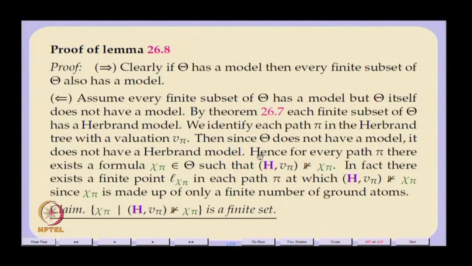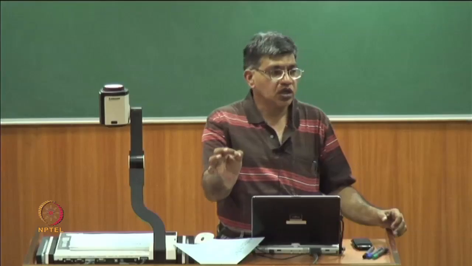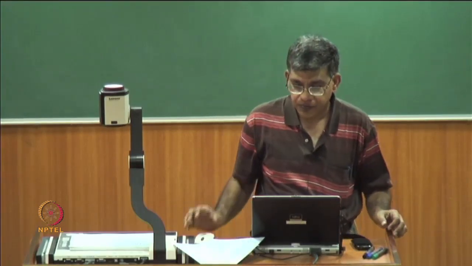Here is the crucial sentence: for every path pi there exists a formula chi pi belonging to theta such that the Herbrand algebra with this valuation v pi, since each path corresponds to a valuation, does not satisfy chi pi, which means chi pi becomes false. There is a level in the tree, with the root node being at level 0 and so on. Let me call this point L chi pi, the point where it is first known that chi pi becomes false along that path.